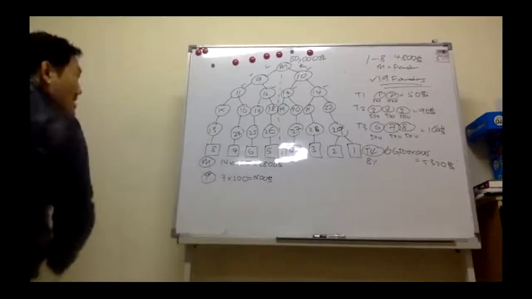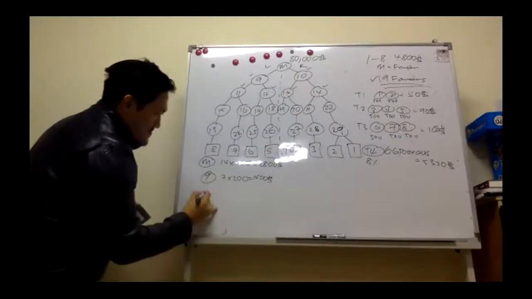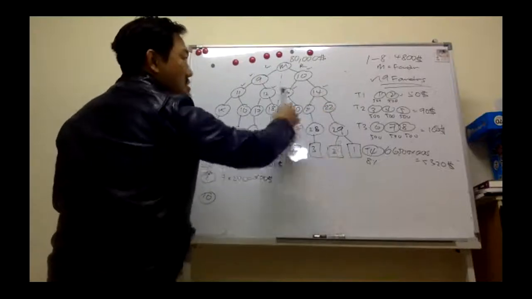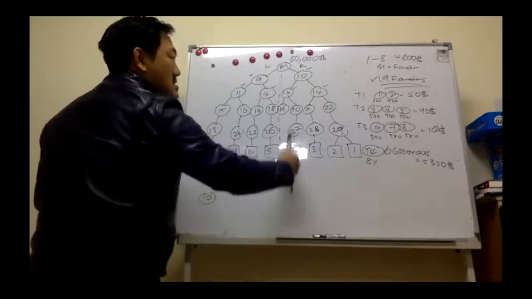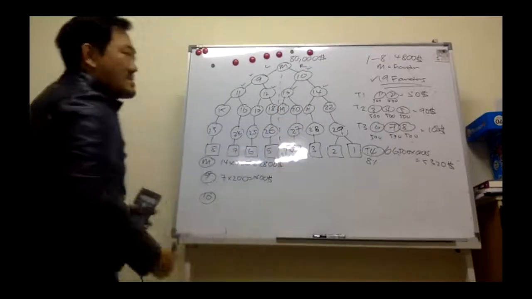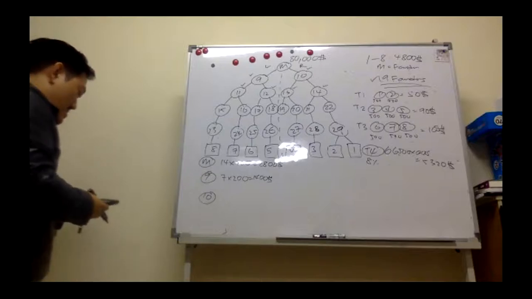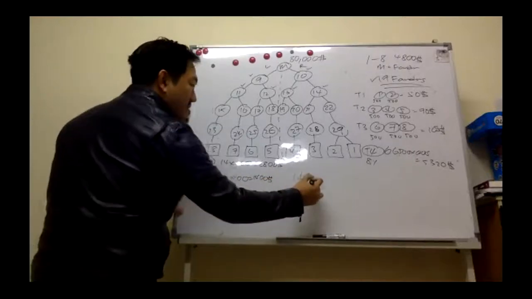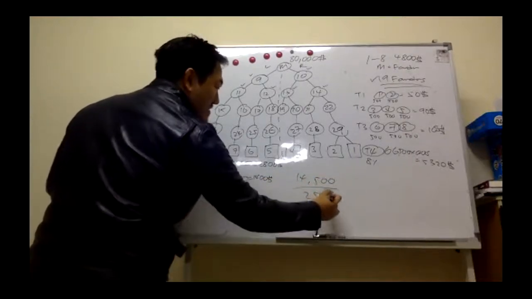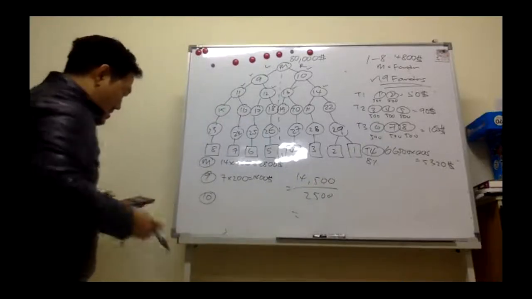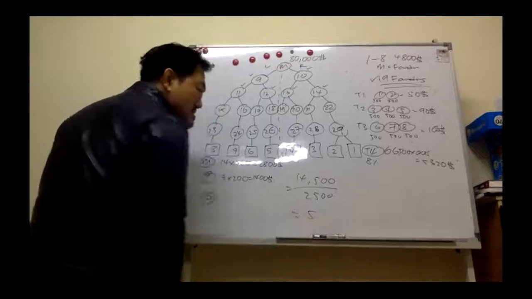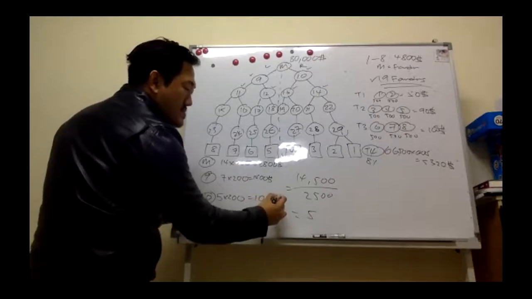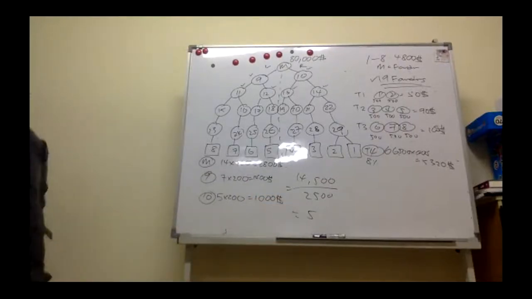For number 10, see which side is heavier. Seems like this side is heavier, so we'll calculate the smaller side. 1, 2, 3, 4. That's 4 founders, plus 1 pool 1. That's 14,500. Divide it by 2,500. You get 5.8, so that's 5 cycles. So 5 cycles times 200, 1,000.